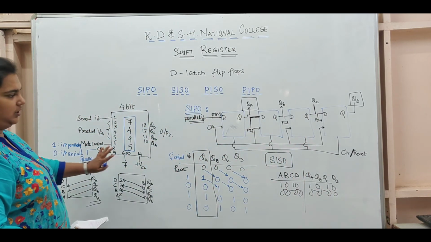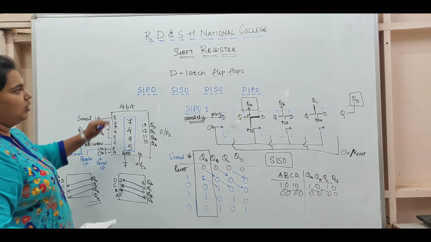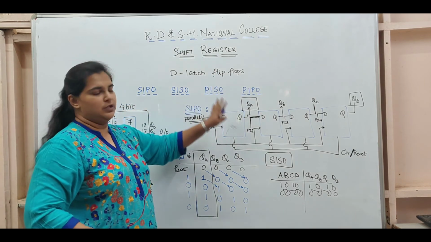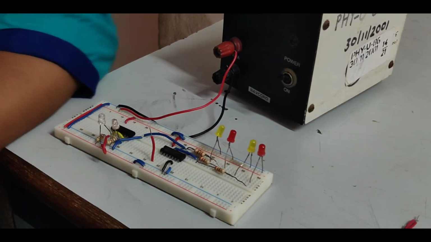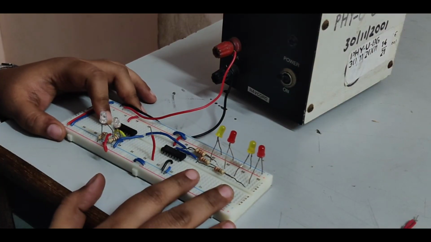So this is the theory of 7495 IC along with the 4 modes in which your shift register can work. Now let's move to the experimental setup. Okay, so this is our experimental setup.